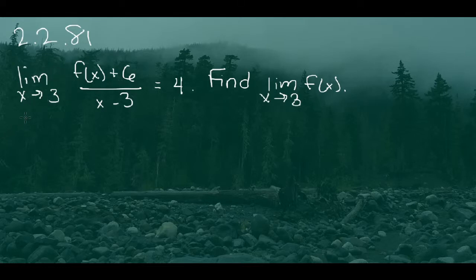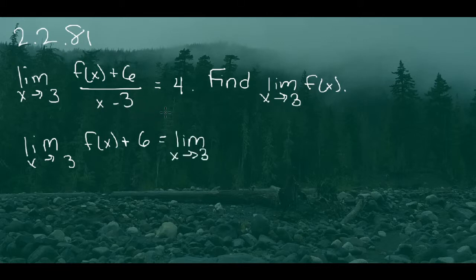So first I'm going to multiply by x - 3. Now remember, we're taking a limit, so when I multiply the x - 3 over on the right side, I have to keep that limit on there. So now on the right side, I have the limit as x goes to 3 of (x - 3) times 4. And then the last thing I can do to get rid of this plus 6 is subtract 6 over here, right? So now here on the left, I have the limit as x goes to 3 of f(x).